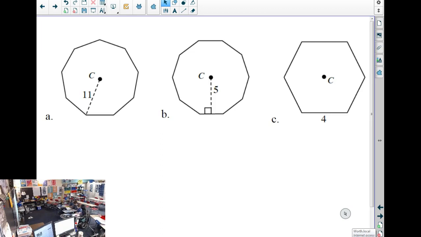Okay. Are these regular? Then we can use that angle. Okay, they're regular. Just making sure. So it's tan of 45 times 11, opposite over adjacent. Tan of 45, 11 sine 45 divided by, 7.775. This side is 7.775.